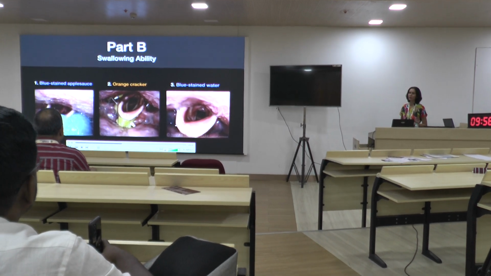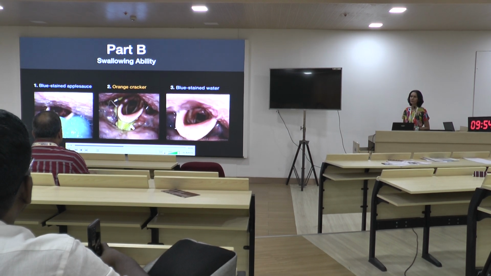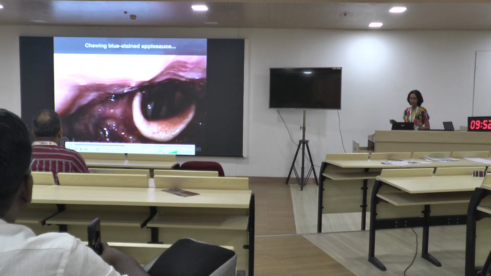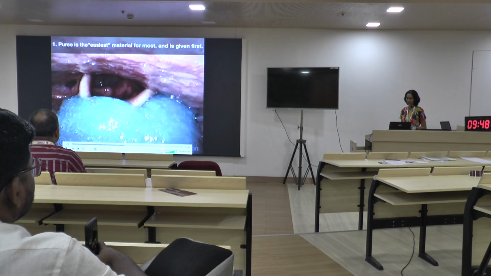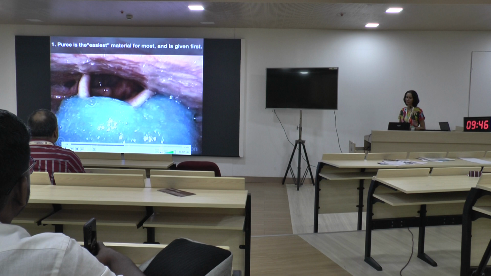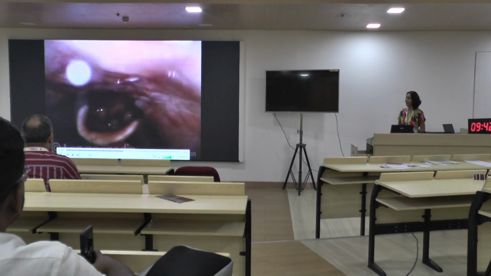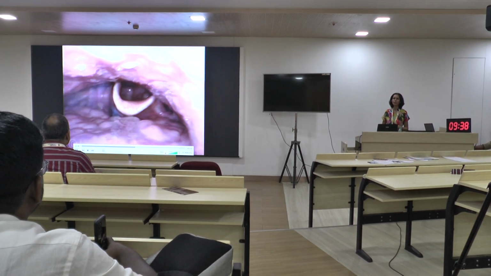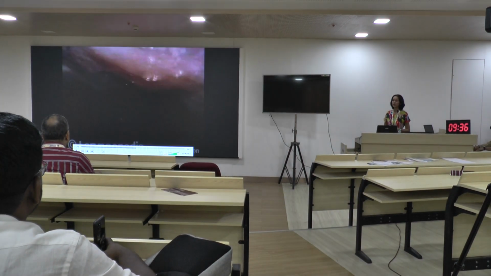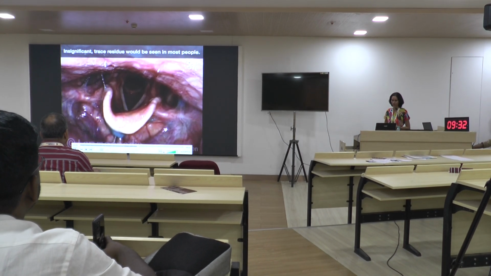Then comes part B. In part B, we actually check the swallowing ability or the swallowing maneuver. So we give different consistencies of food to the patient. The easiest is a puree, a semi-solid, so it's the first one to be used. We usually ask the patient to swallow 2 to 3 times. Even after 2 or 3 times, if there is residue, we consider that as bolus residue.